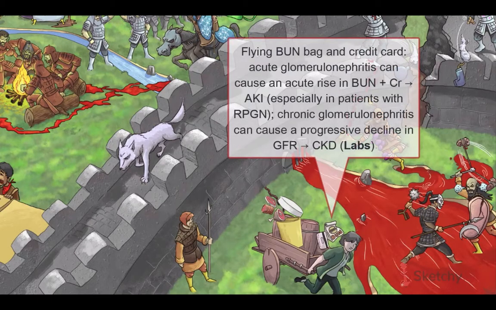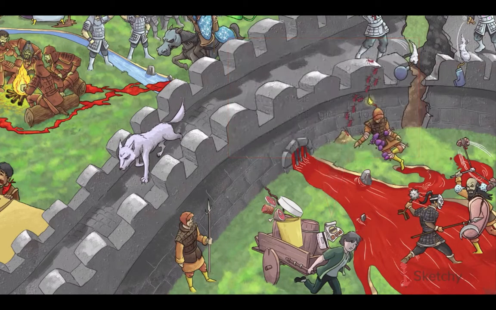Elevations in BUN and creatinine may occur with acute or chronic glomerulonephritis. AKI, for example, can occur with acute pathologies, especially that rapidly progressive glomerulonephritis we mentioned earlier, represented by that necrotic armor and deadly sickle weapon. Chronic glomerulonephritis, on the other hand, is associated with a progressive decline in GFR, a hallmark of chronic kidney disease.